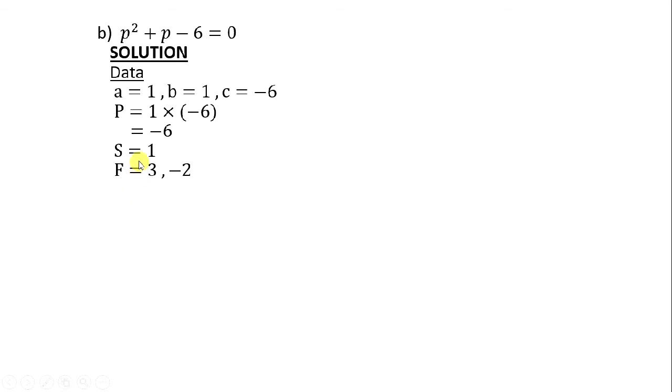Then we are supposed to get the factors. Get two integers such that when we multiply them together, they should give us a -6, but when we add them, they should give us a +1, which is 3 and -2. From here, what are we supposed to do? We'll express this p as a sum using those two factors.